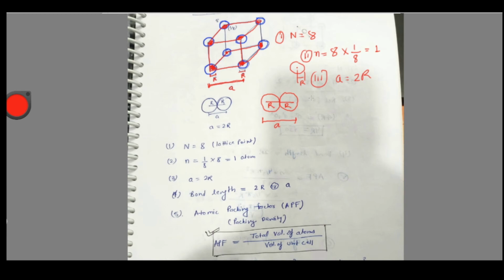And the fourth relation is about the bond length. This is the bond length between the two atoms combined. The center to center distance between the two atoms is the bond length. So bond length is equal to 2r, or equal to A.